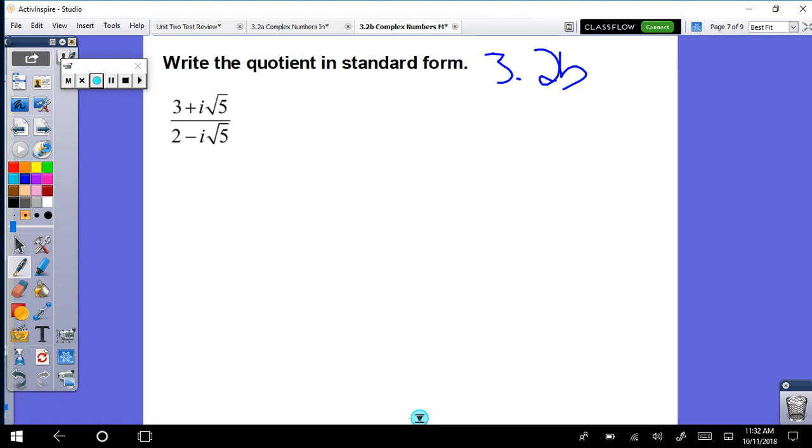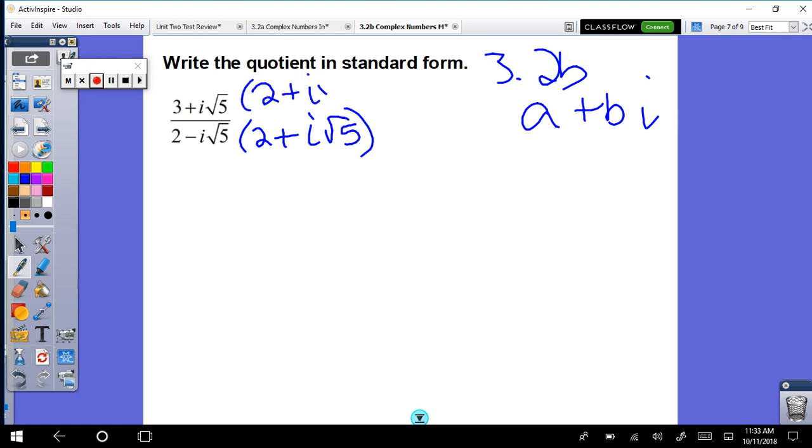So I want to write it in standard form, so I want to write it as a plus bi, which means that I need to get rid of this denominator. And to do that, I'm going to multiply it by the conjugate. Instead of 2 minus i square roots of 5, I'm going to multiply it by 2 plus i square roots of 5. I'm going to multiply that on the top as well to keep it an equivalent fraction.